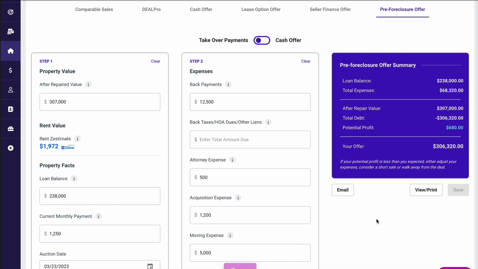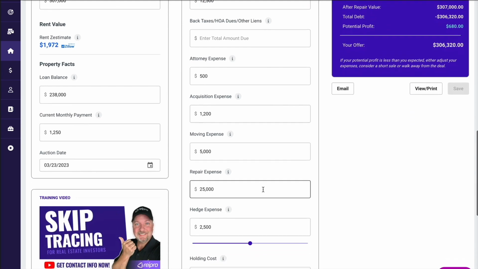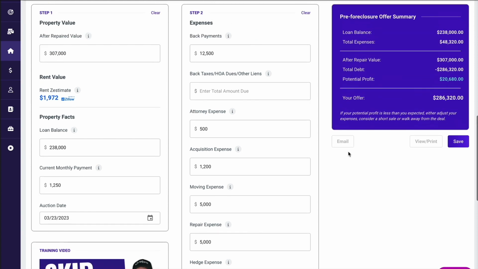Now I could save this and then obviously you could email it. Now let's just say that this home, maybe it really didn't need much in expenses. Maybe we just needed to repaint a couple of rooms. So if our expenses start to come down, of course, now we're starting to see a better profit. Also keep in mind, they don't have a ton of equity to work with on this property. After repaired value is 307, loan balance is 238. They've got some back payments. It needs some work. Keep that in mind that we have to make these numbers work to make it financial.